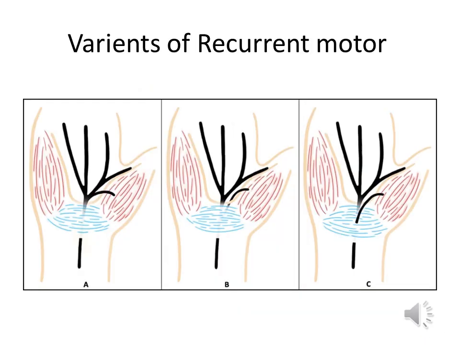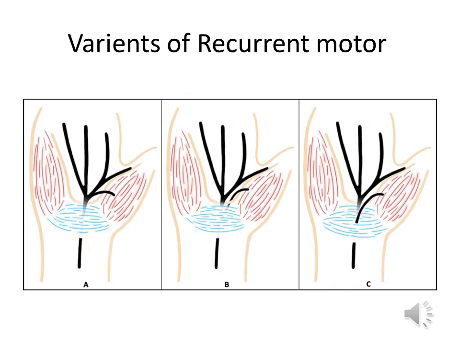This recurrent motor branch has three variants. The first one, in picture A, is extraligamentous. It arises away from the transverse carpal ligament. So in the surgery of carpal tunnel syndrome, when we release the transverse carpal ligament, the recurrent motor branch will not be affected.